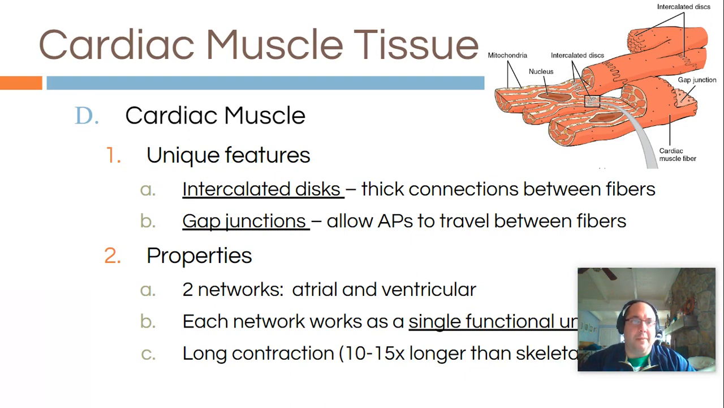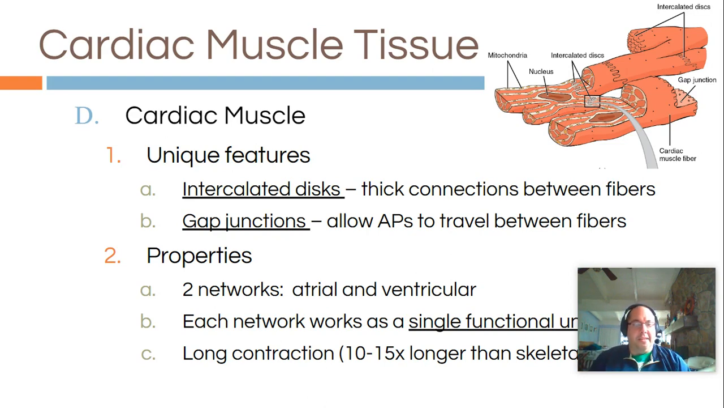A couple interesting properties about cardiac muscle tissue. Number one, all the cardiac muscle tissue in your heart is broken down into two networks, one for the atria, which is the top of the heart, and another for the ventricles, which are the bottom of the heart. Each one of those networks works separately. When your heart beats, it goes thump, thump: the top part is the atrial network contracting, and the bottom part is the ventricular network contracting. That's why you hear the two-part heartbeat.